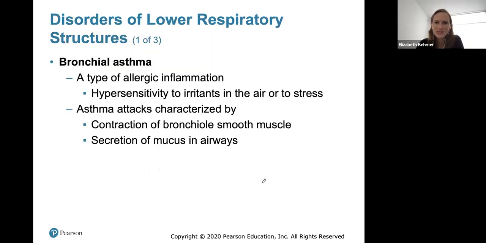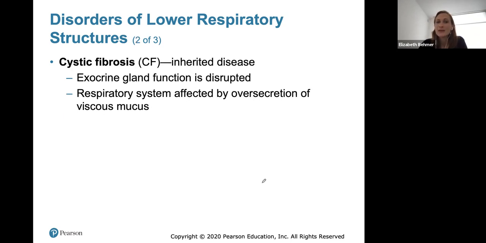Then we have disorders of the lower respiratory structures. Bronchial asthma is a type of allergic inflammation where we have a hypersensitivity to irritants in the air or to stress. Asthma attacks are characterized by a contraction or a constriction of bronchial smooth muscles and also a secretion of mucus in the airways. Cystic fibrosis is inherited genetically. The exocrine gland function is disrupted, and the respiratory system is affected by this oversecretion of viscous mucus.